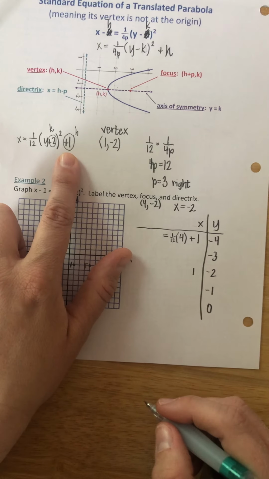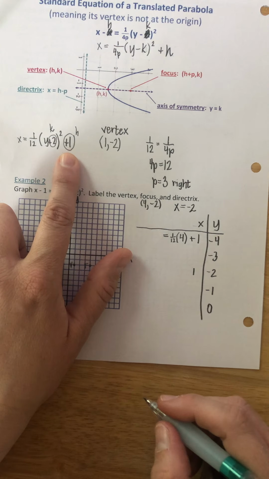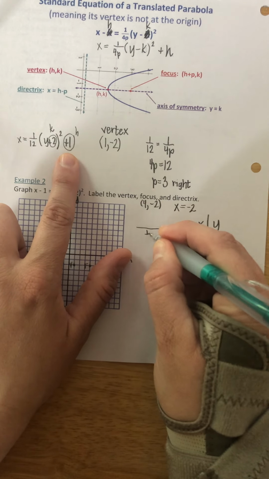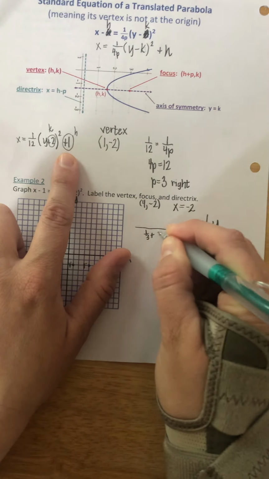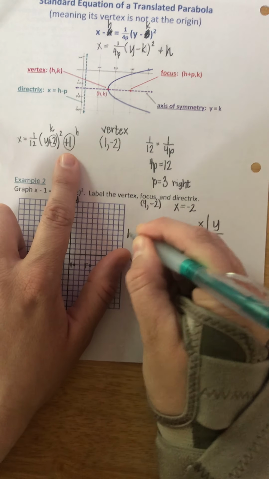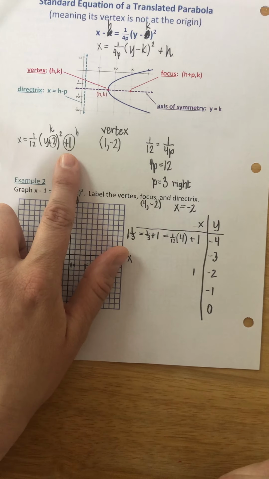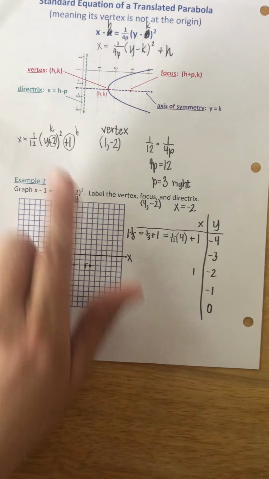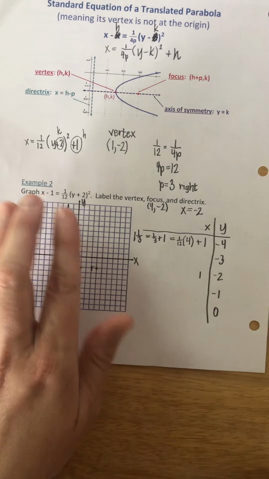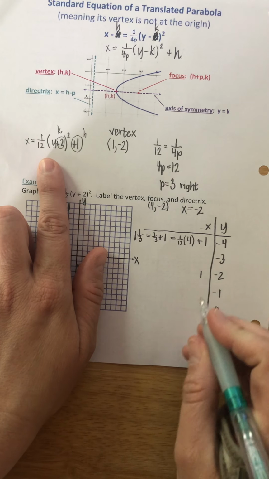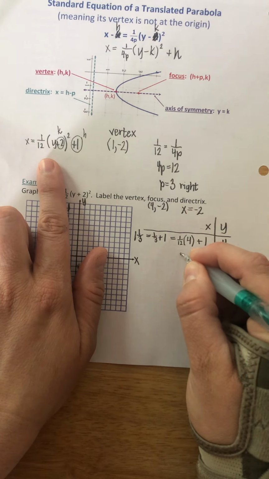All right, well, 1/12 times 4 is 4/12, which reduces to a third, which we're adding to the 1. So we end up with 1 1/3, or if you want to write that as a mix, no, just kidding, that is a mixed number. If you want to write it as an improper fraction, you can change that to 4/3. That's up to you. Let's go ahead and plug in the -3.